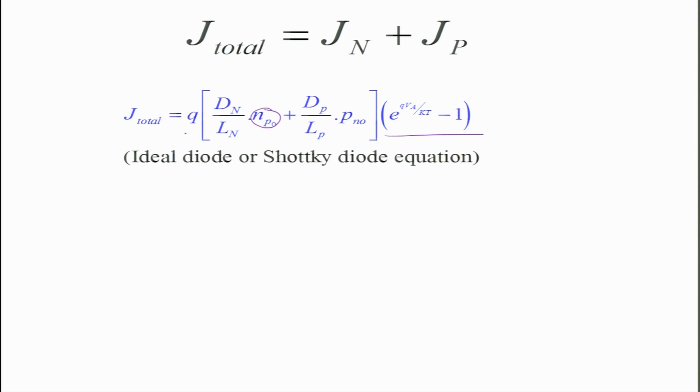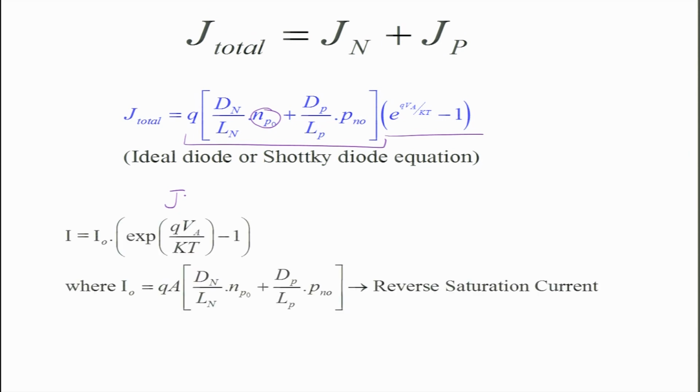This current, you can see that there is no bias dependence in the prefactor. So if you convert the current density into current, you can write this as I equal to I0 exponential of q Va by kT minus 1, where I0 can be written as q into area, because J is equal to I divided by A. So I0 is q into A into Dn divided by Ln Np0 plus Dp divided by Lp into Pn0.